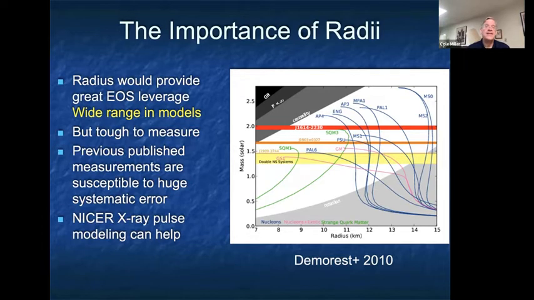And the problem is that a lot of the pre-NICER X-ray based measurements of the radius were at least potentially susceptible to huge systematic error. For example, some of the measurements through X-ray bursts or quiescent low mass X-ray binaries, if you got the wrong composition, you could be off by 50%, and yet the fit would be just as good. You couldn't tell any problem. And in the next slide, I'll give you an additional example of how this can be an issue. And as I will explain later, NICER X-ray pulse modeling can help.